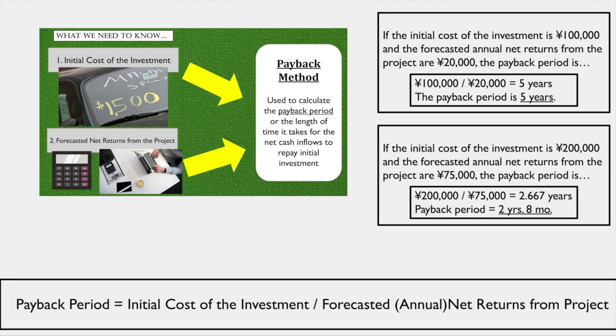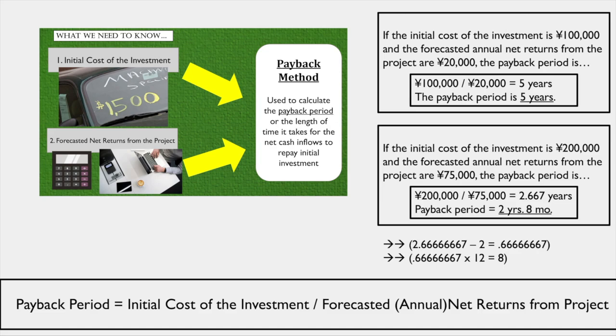Now, if you do the math and follow the formula, you'll get something like 2.667 years. We need to express that in terms of years and months. So my method, the quick, easy way to do it, is to take that 2.667, subtract the 2 off because we know it's 2 years, and we're left with 0.667 of a year. Multiply that by 12, and you'll get something like 8, and that is the number of months that we have.